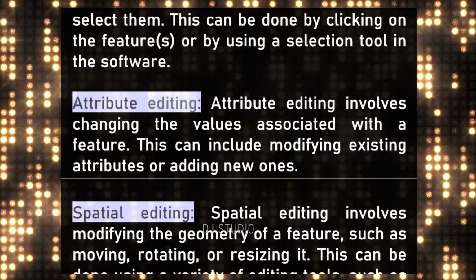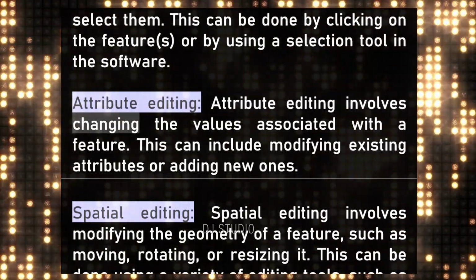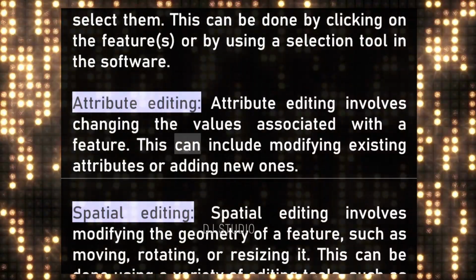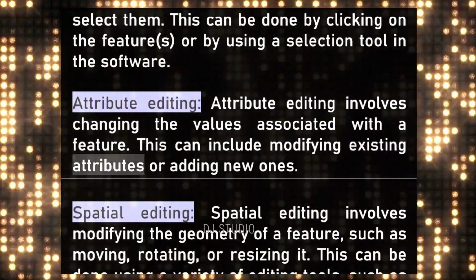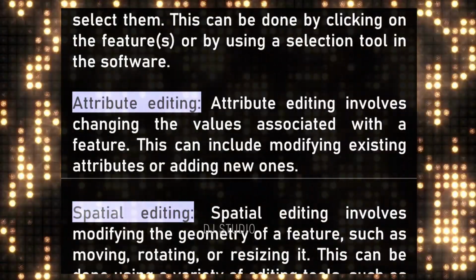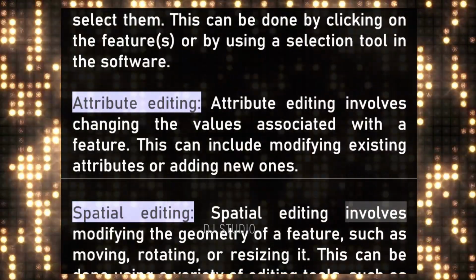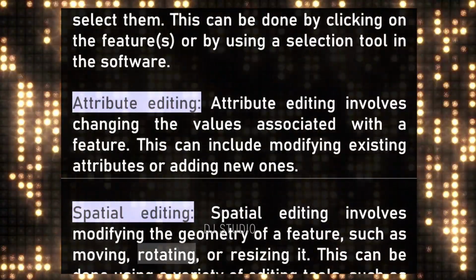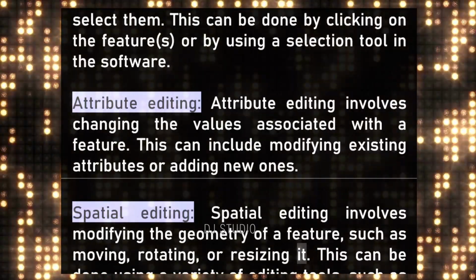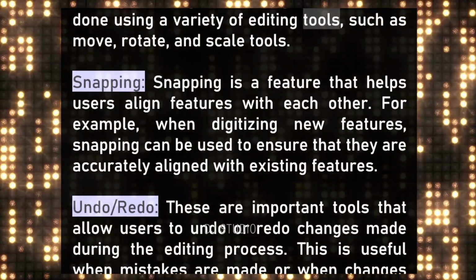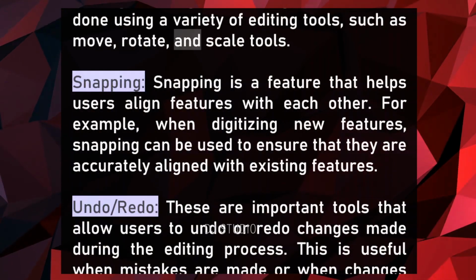Attribute editing. Attribute editing involves changing the values associated with a feature. This can include modifying existing attributes or adding new ones. Spatial editing. Spatial editing involves modifying the geometry of a feature, such as moving, rotating, or resizing it. This can be done using a variety of editing tools, such as move, rotate, and scale tools.